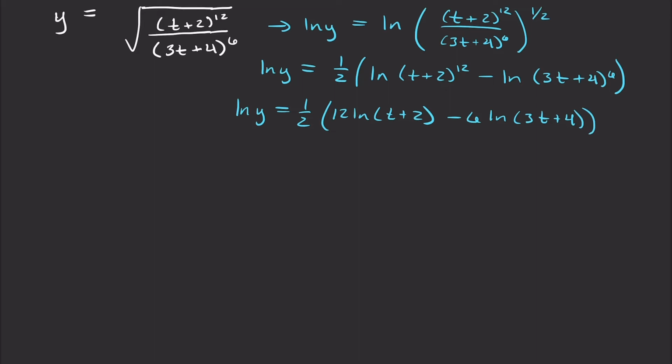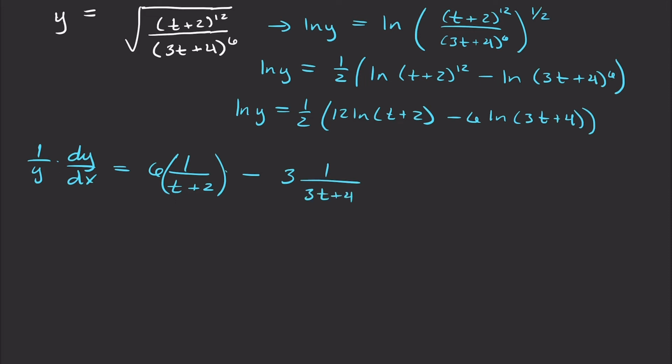And now we're ready to take the derivative, so we get 1 over y times dy dx for the left side. And then 12 over 2 is just 6 times the derivative of natural log of t plus 2, which is 1 over t plus 2 times the derivative of t plus 2, which is just 1. Put that in parentheses. And then minus 6 over 2 is just 3 times the derivative of natural log of 3t plus 4, which is 1 over 3t plus 4 times the derivative, which is just another 3.